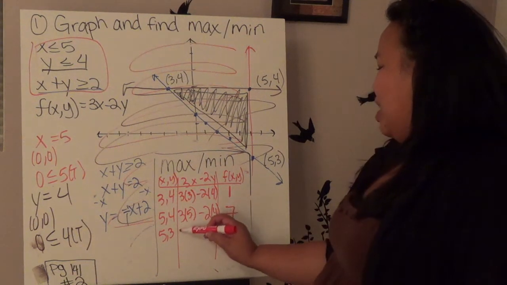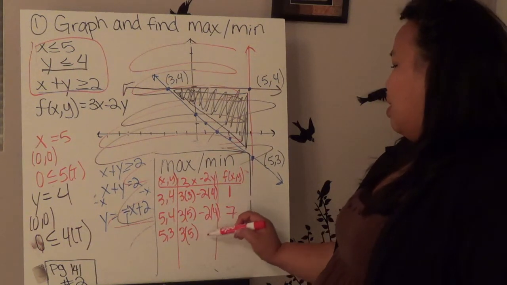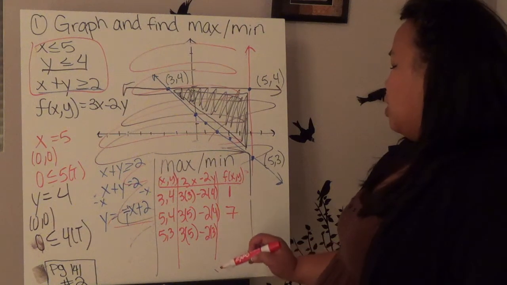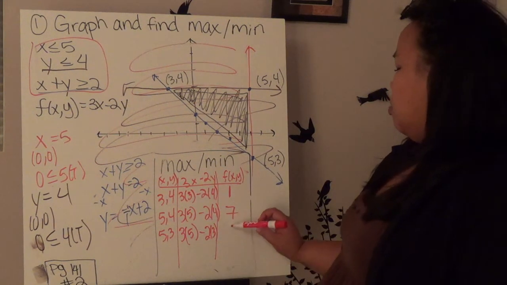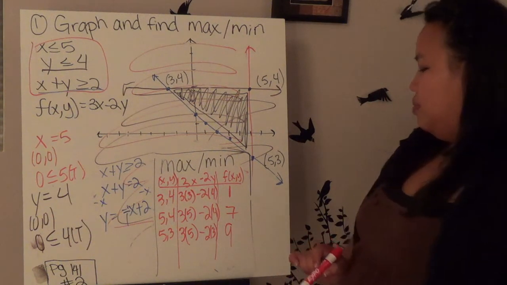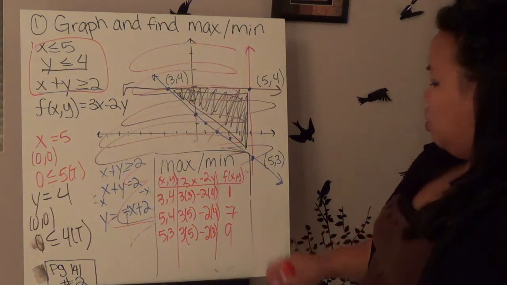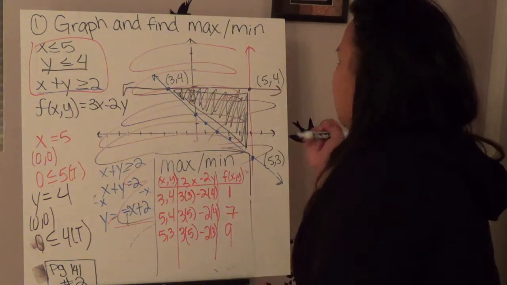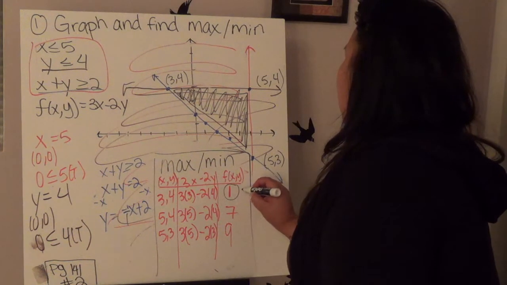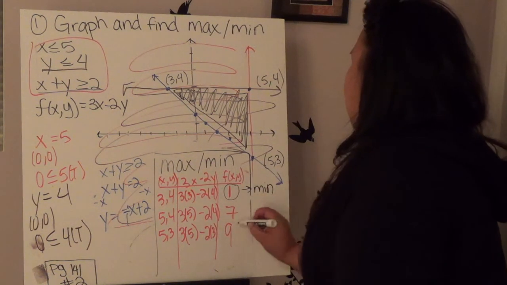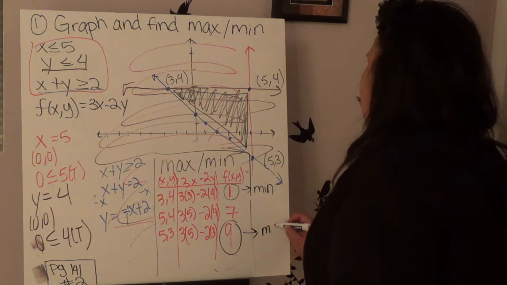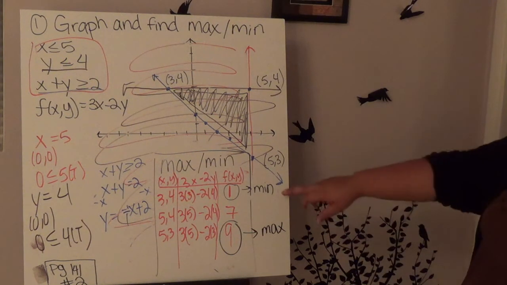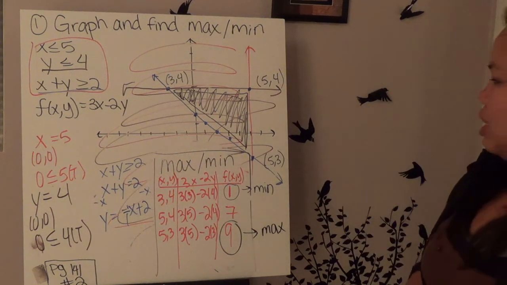And then finally is 3 times 5 minus 2 times 3, so it's 15 minus 6, which is 9. Okay? So this right here is my smallest number. So it's my minimum. And this is my biggest number, so this is my max. So my minimum is 1, and my maximum is 9.